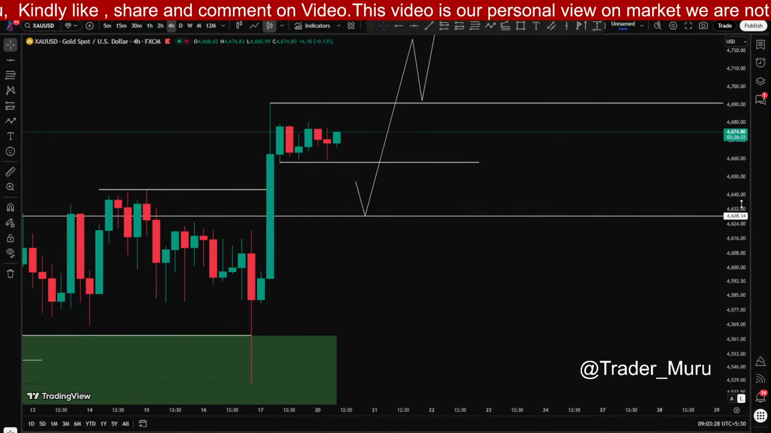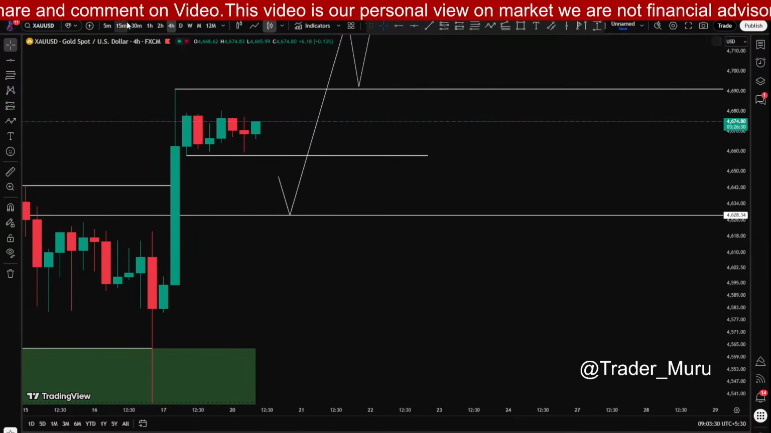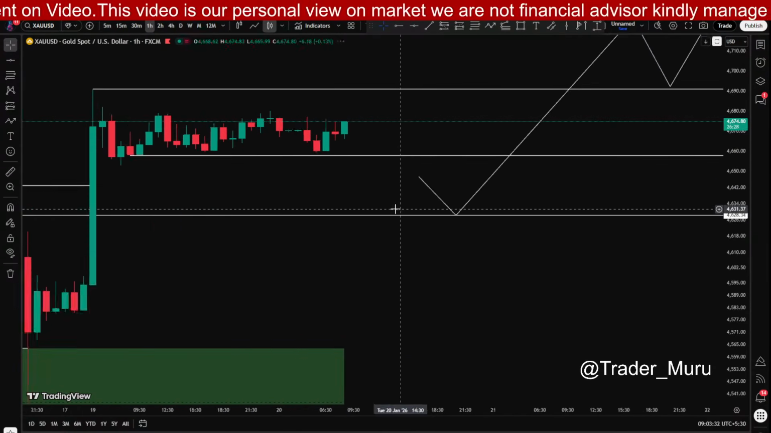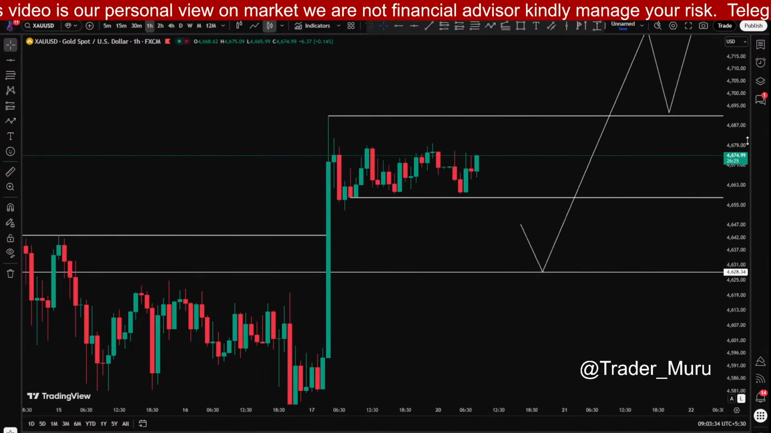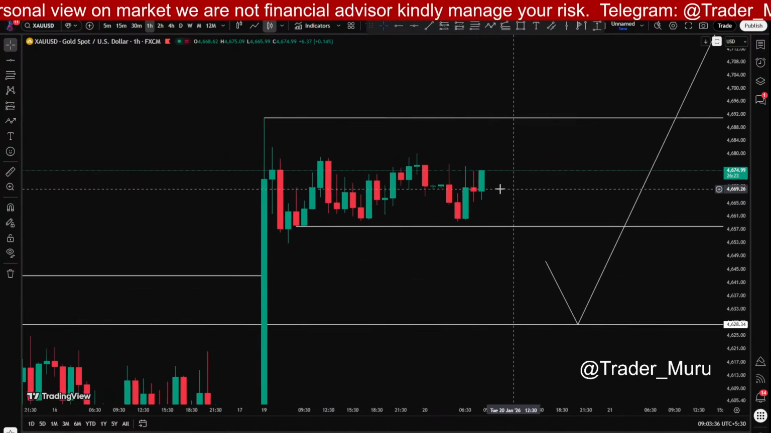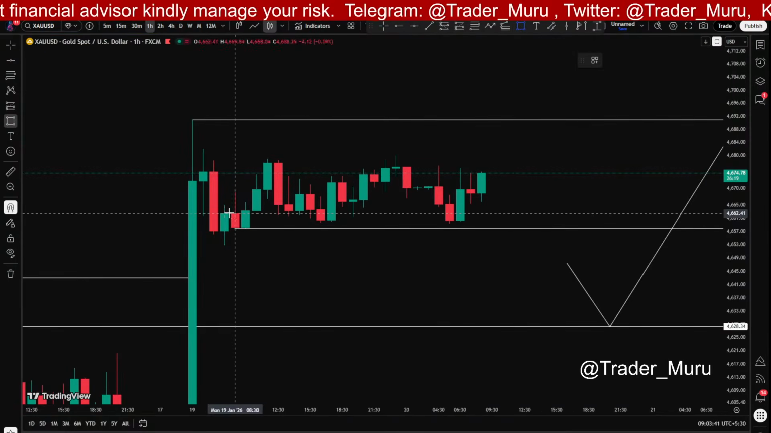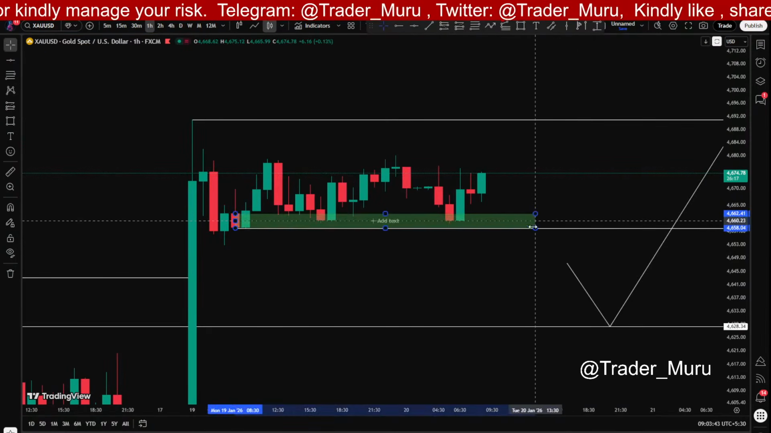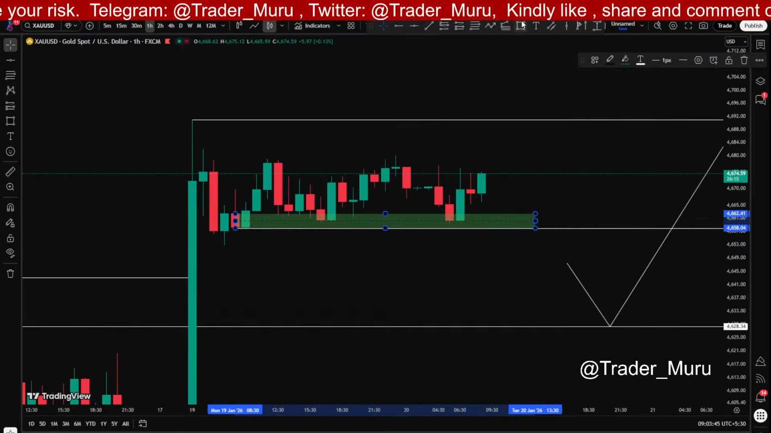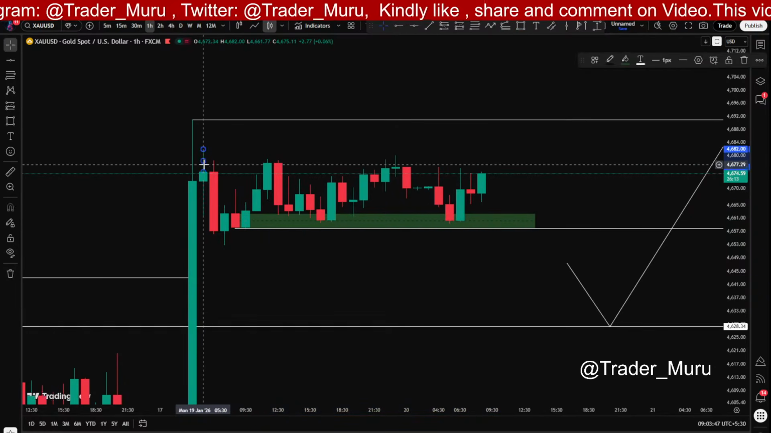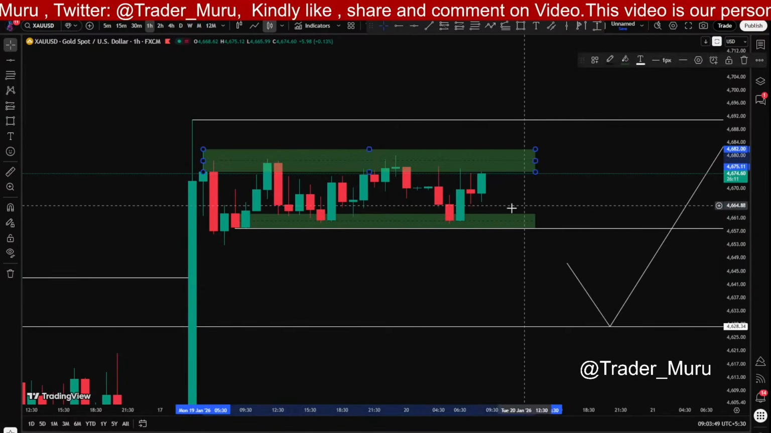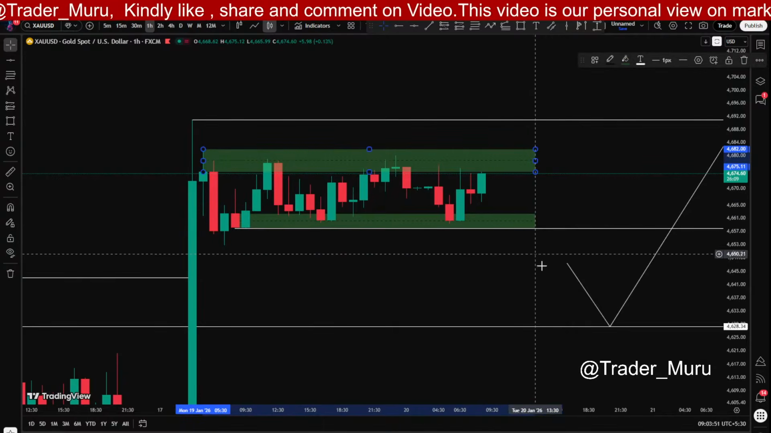So now the direction is clear. It still wants to go upside. Now we will see the 1 hour time frame. In the 1 hour time frame, we have a demand here from where price has been continuously bouncing since yesterday. See this? And this is the supply from where price is continuously getting rejected. So this is our range.